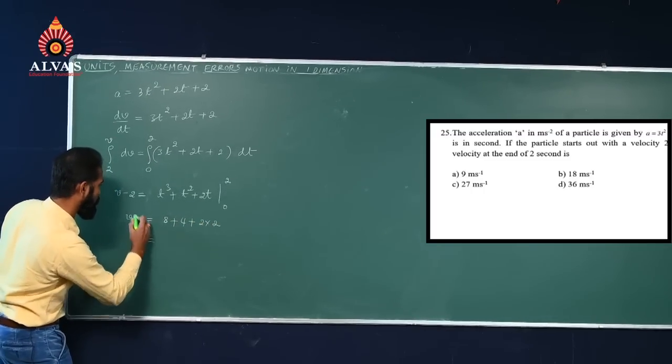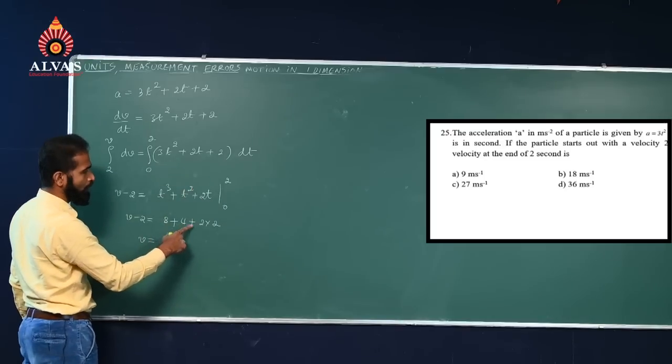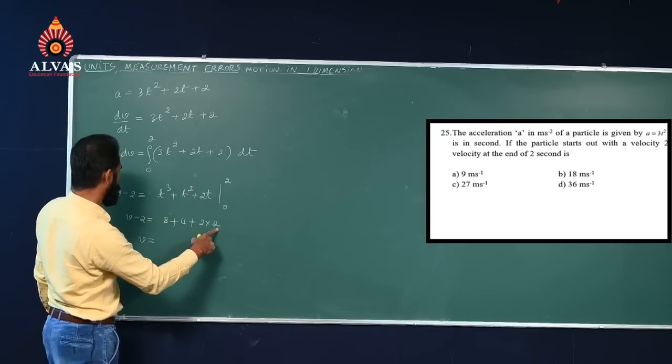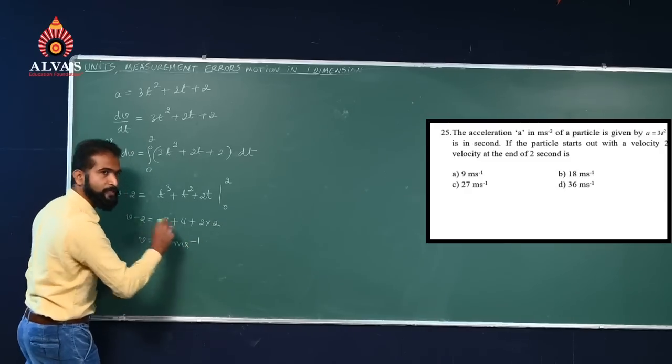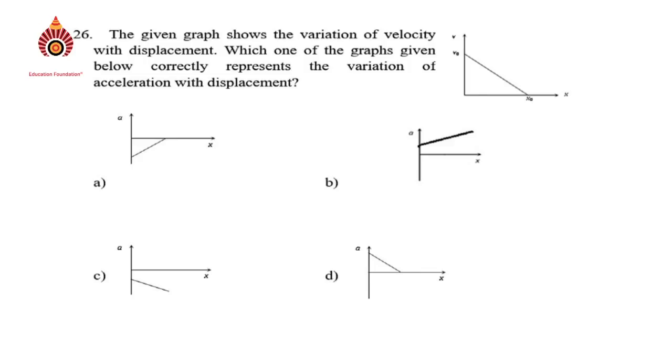So v together becomes, take 2 to the other side, 8 plus 4 is 12, 12 plus 4 will give you 16, 16 plus 2 is going to give you total 18 meter per second. That is option B.